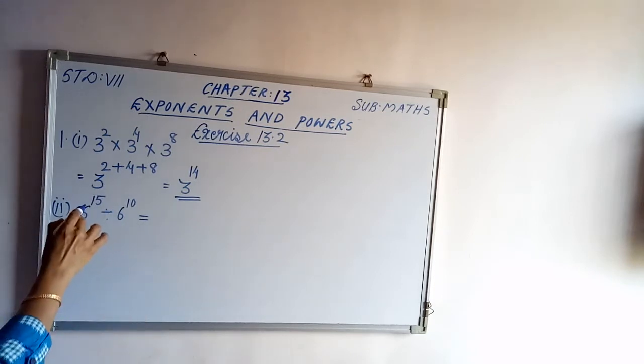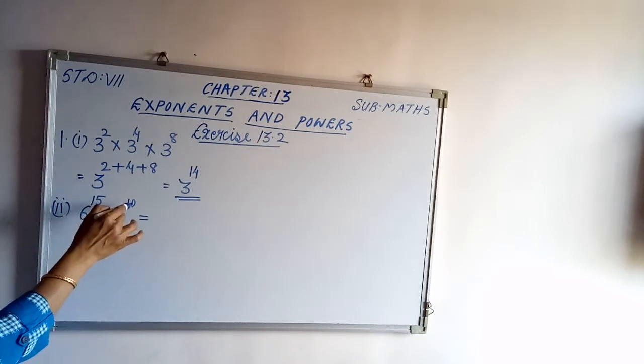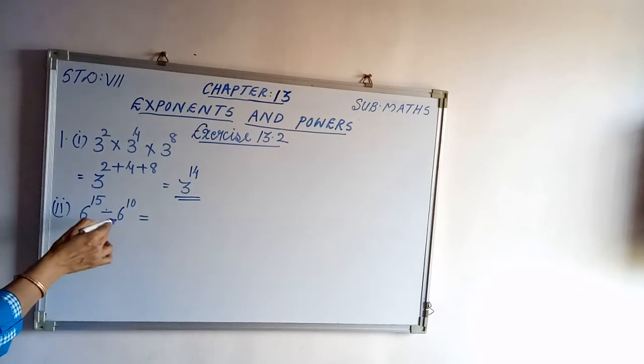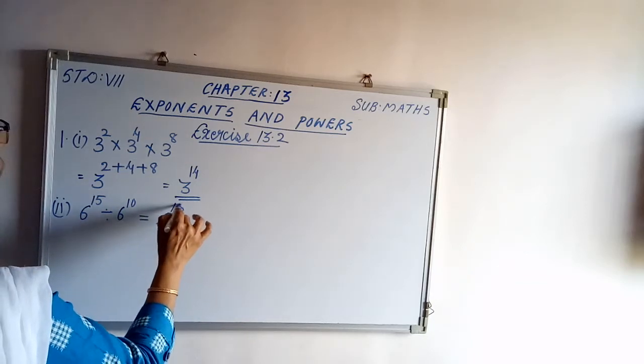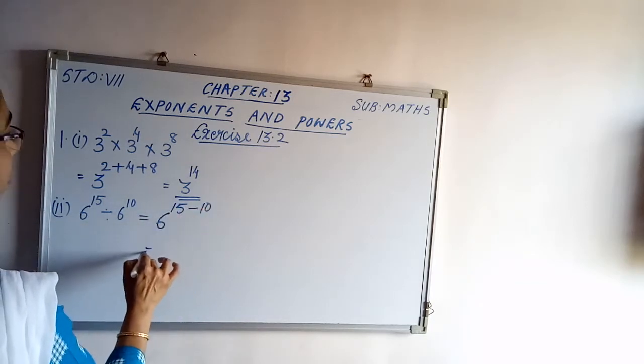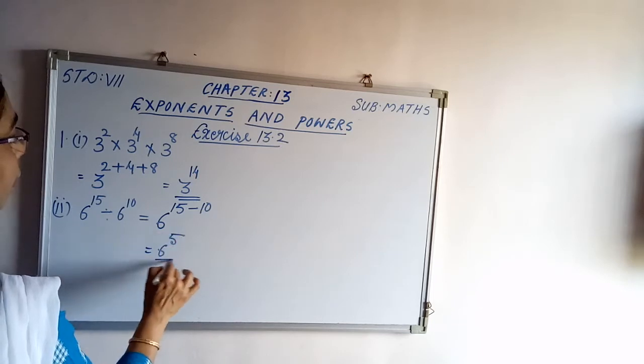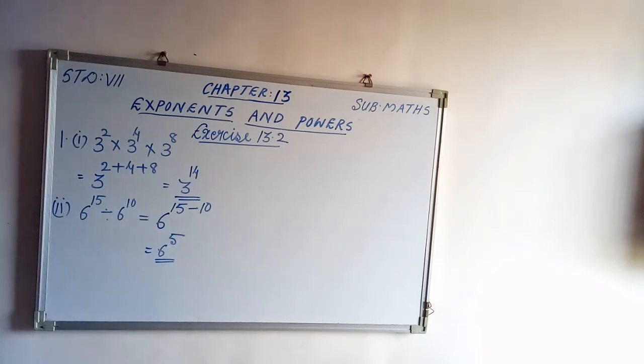6 raised to the power 15 divided by 6 raised to the power 10. Base remains the same, that is 6. Of the form a raised to m divided by a raised to the power n, that is a raised to m minus n. So here also we can write 6 raised to the power 15 minus 10. That can be written as 6 raised to the power 5, which is the answer. Now next question.